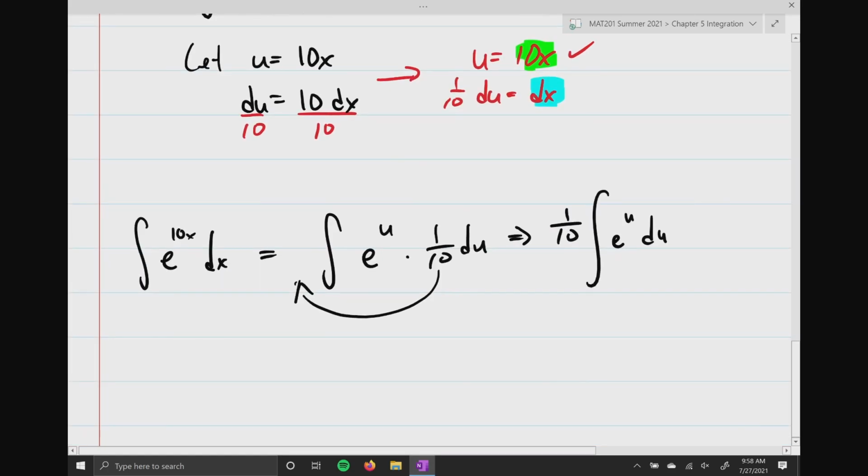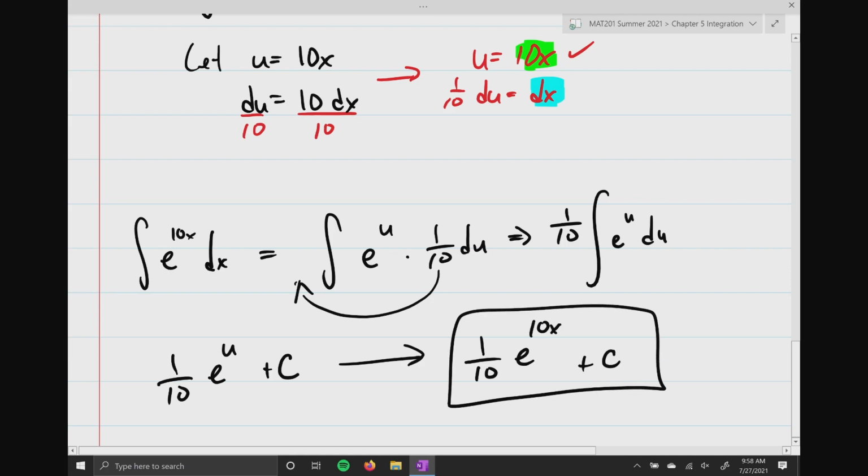And now I can go ahead and integrate. I know the integral of e to the u is going to be e to the u, so we get 1/10 out front times e to the u plus a constant. And then the last move here is just make our substitutions. 1/10 e to the 10x plus c. And there's our problem right there. Now, this is a very easy, straightforward problem. They do get a little bit more intense. Okay? So let's try another one here.